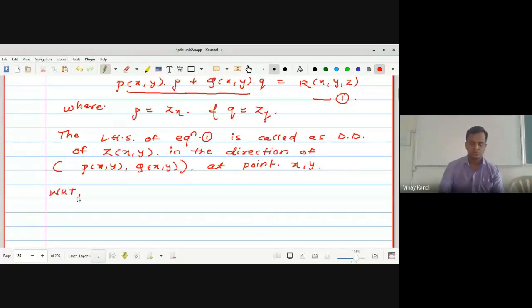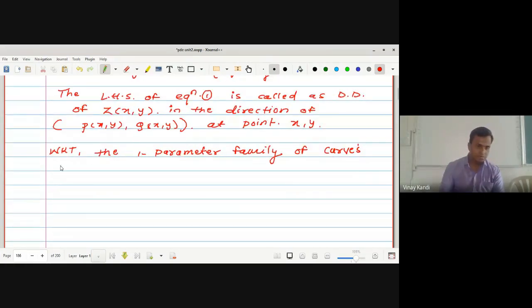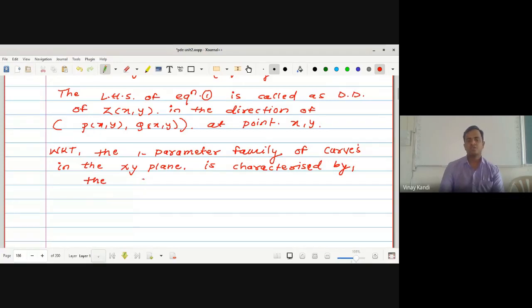Okay, now we know that the one parameter family of curves in the xy plane is characterized by the ordinary differential equation dy by dx, which is equal to Q of xy divided by P of xy. Give it as equation number 2.